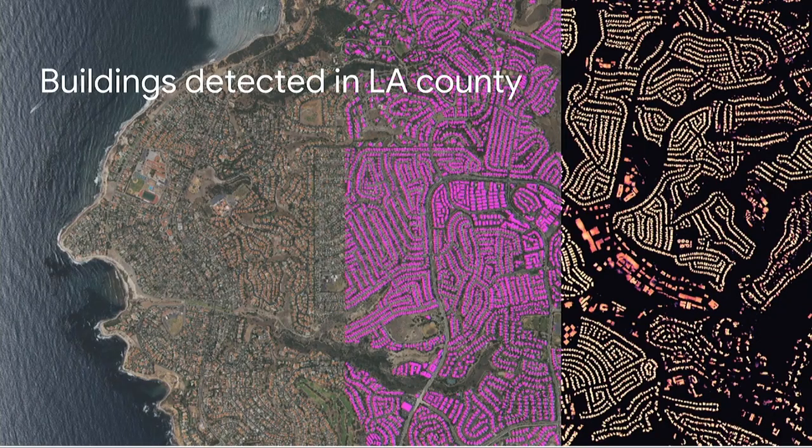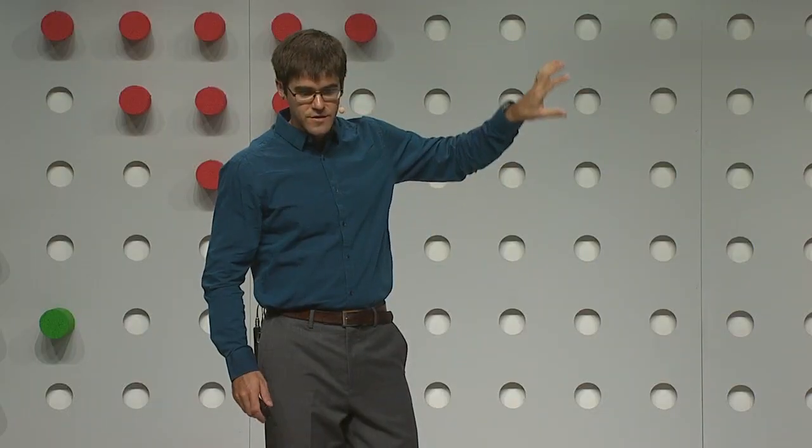These are detections from my model over LA County. You can see the high resolution imagery on the far right-hand side. This is the raw probability map output. And then in the middle, these have now been segmented into individual buildings.